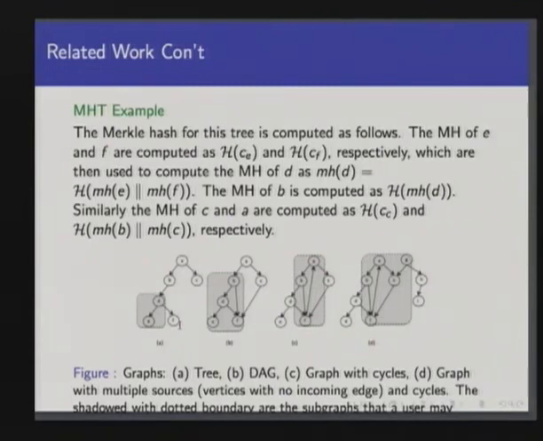But we cannot apply these techniques to graphs, because in graphs there can be different kinds of edges: some forward edges, which I will elaborate on, some backward edges, and some cross edges. Because of those forward, backward, and cross edges, the traditional Merkle hash technique cannot be applied to compute a global hash value or a global signature of the graph.